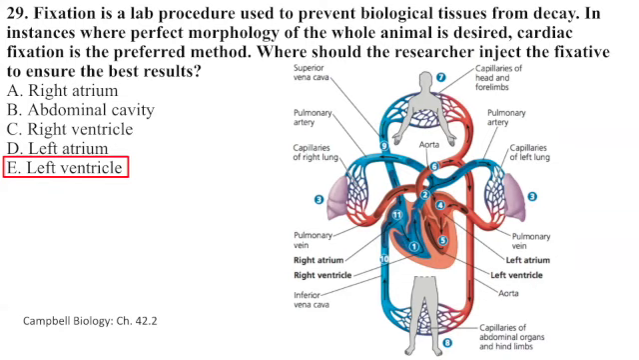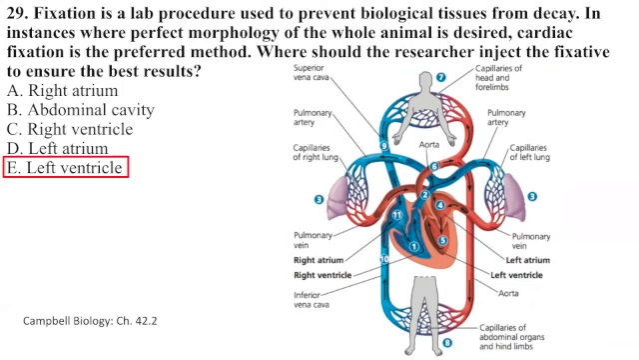The left ventricle opens into the aorta, which directs all the blood to the systemic circulation, to the entire body. So if the drug is injected into the left ventricle, it should reach every single body tissue.